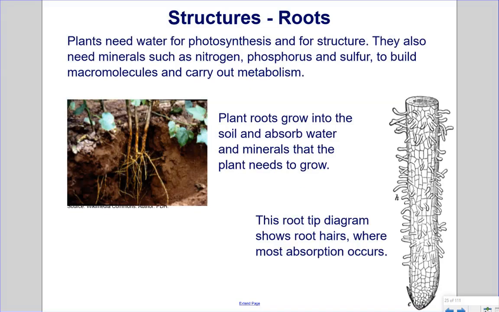Structures. Roots. Plants need water for photosynthesis and for structure. They also need minerals such as nitrogen, phosphorus, and sulfur to build macromolecules and carry out metabolism. Plant roots grow into the soil and absorb water and minerals that the plant needs to grow. This root tip diagram shows root hairs, where most absorption occurs.